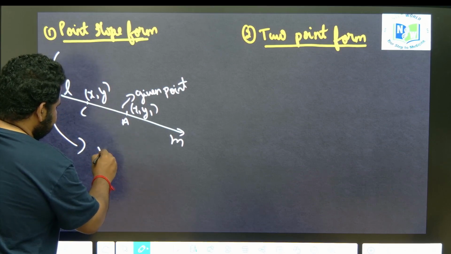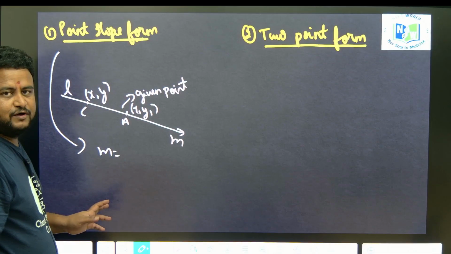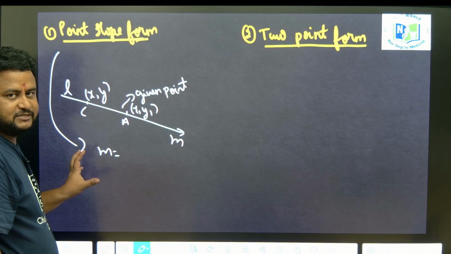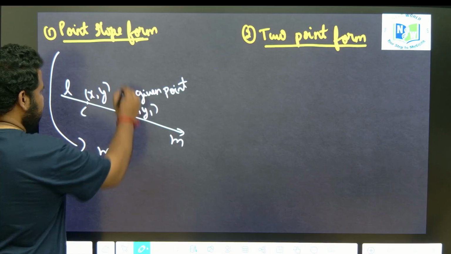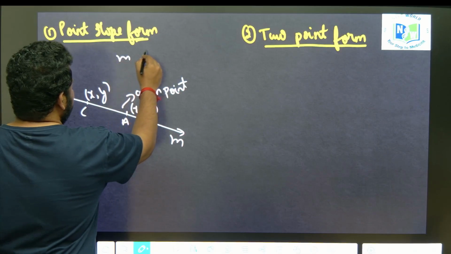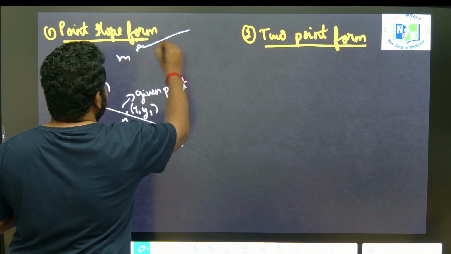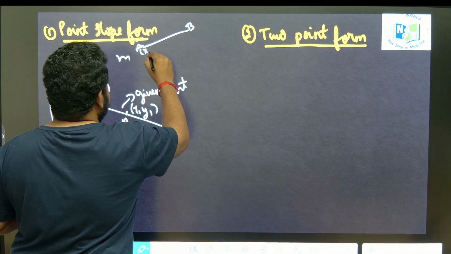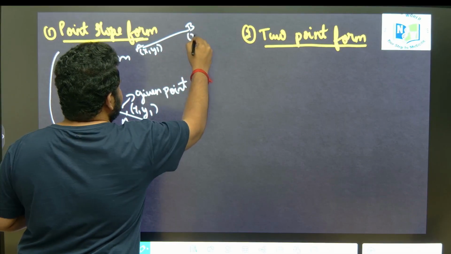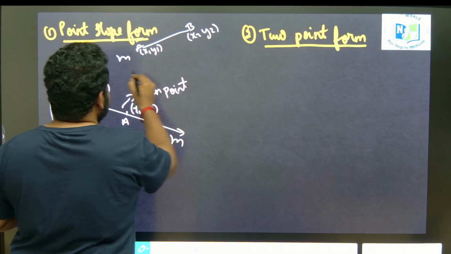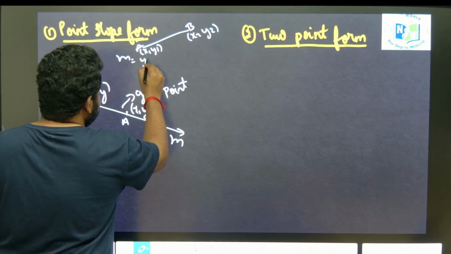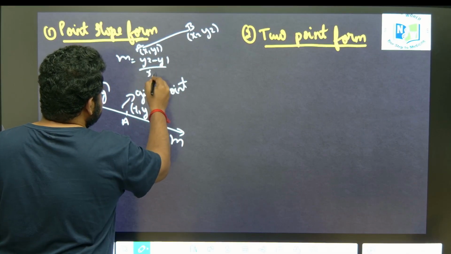Slope m is given by y2 minus y1 by x2 minus x1. This you must remember. The slope m of two points A and B, where A is (x1, y1) and B is (x2, y2), is given by y2 minus y1 by x2 minus x1.